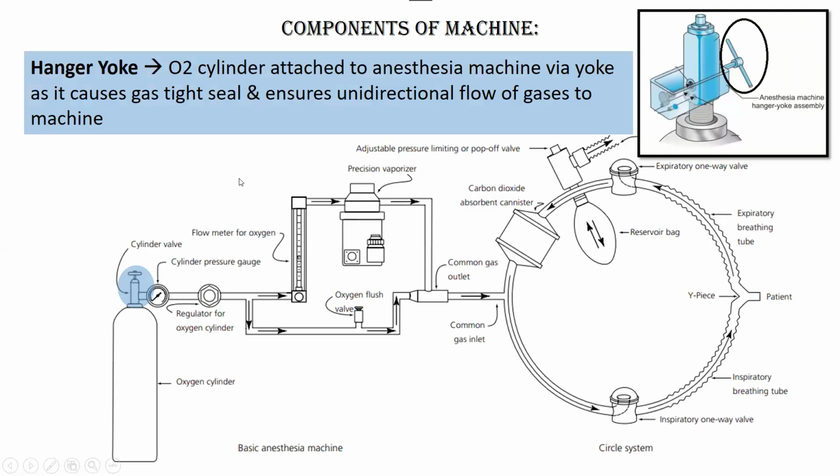Then we have the hanger yoke. This is called a hanger yoke, and I have placed this picture too. Basically, the oxygen cylinder is attached to the anesthetic machine through this hanger yoke. The hanger yoke makes a gas tight seal and ensures a unidirectional flow of gases to the machine, so the gas from the oxygen cylinder goes in one direction and there is no leakage in between.